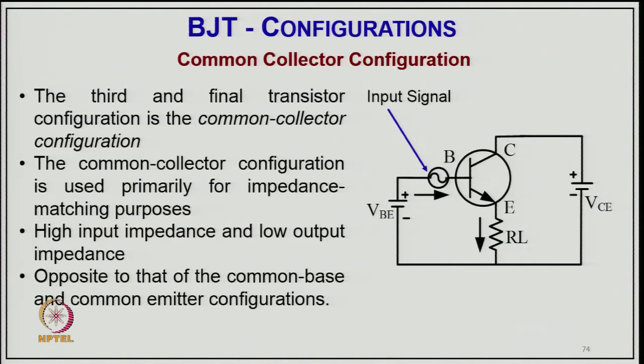Now, coming to the common collector configuration, where the collector is common. The third and final transistor configuration is the common collector, and it is used primarily for impedance matching purposes, which we consider in radio and all that. It has high input impedance and low output impedance, opposite to that of the common base and common emitter configurations.